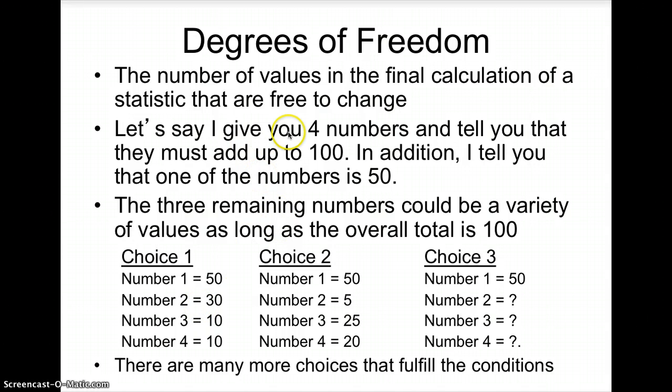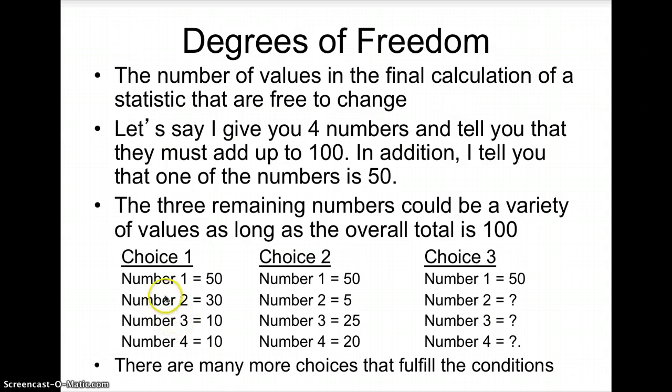So let's take a look at this. We're going to talk about degrees of freedom first. Degrees of freedom are the number of values in the calculation that are free to change and still get reliable results. If I give you an example, let's say I give you 4 numbers. They all have to add up to 100, but one of them must be 50. That gives you 3 remaining numbers that could be a variety of values.